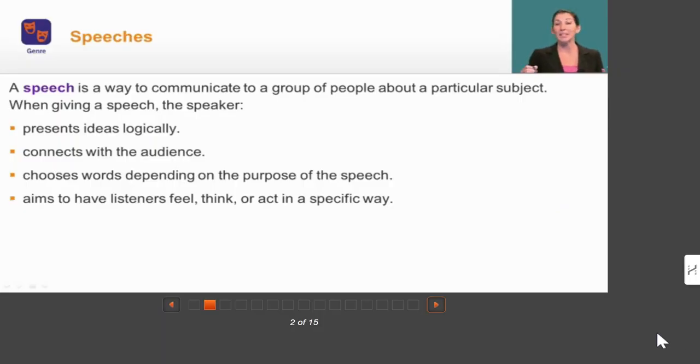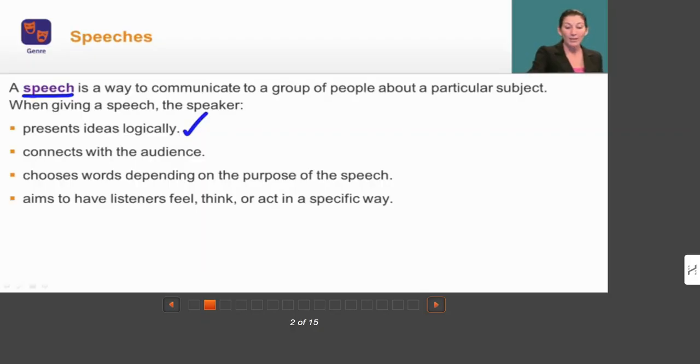Now we're ready to speak in more detail about speeches. Now, a speech is one way to communicate to a group of people about a particular subject. Now, when giving a speech, you can generally expect your speaker to present ideas logically in an organized manner. So that means it will have a beginning, a middle, and an end, which is so important if you're giving a speech to a live audience because they can't hit rewind if they miss something. So it's very important that you organize your speech so that they get everything you're saying.